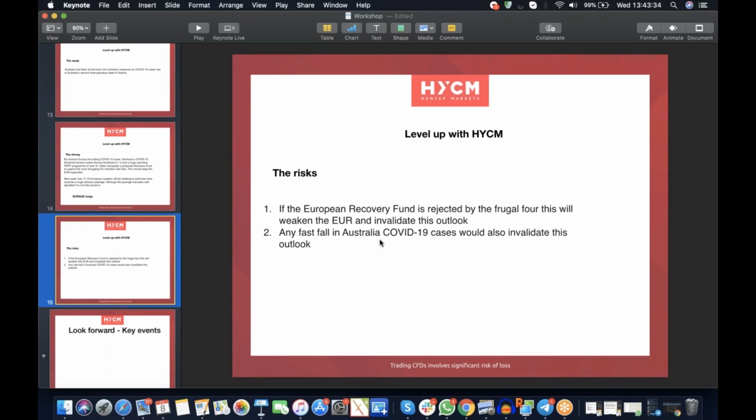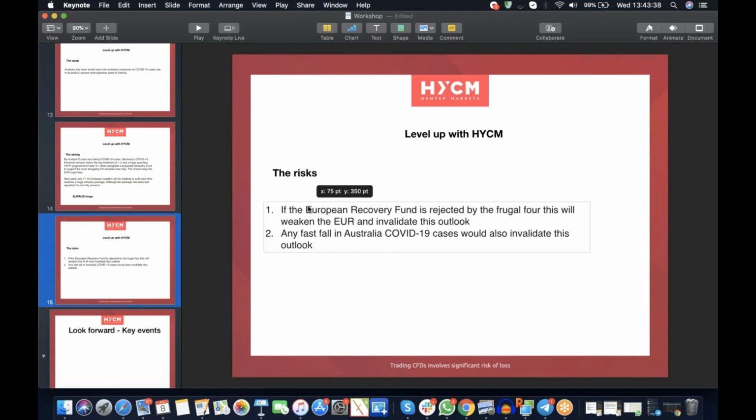So the risk to this euro Australian dollar long is if someone from the Eurozone rejects the European Recovery Fund, and any fast fall in Australia COVID-19 cases would also invalidate this outlook. In other words, if there was a good understanding that Australian cases were falling and Australia got back under control, that would invalidate this outlook. So that is the swing trade idea.